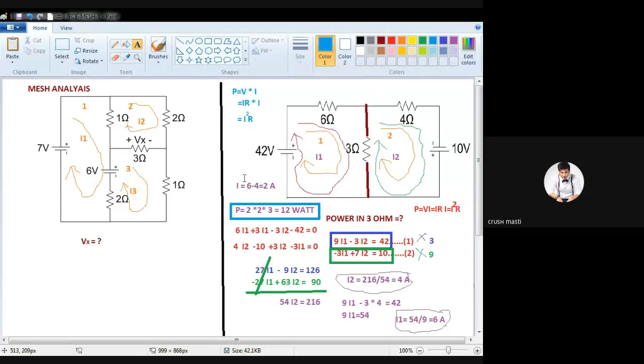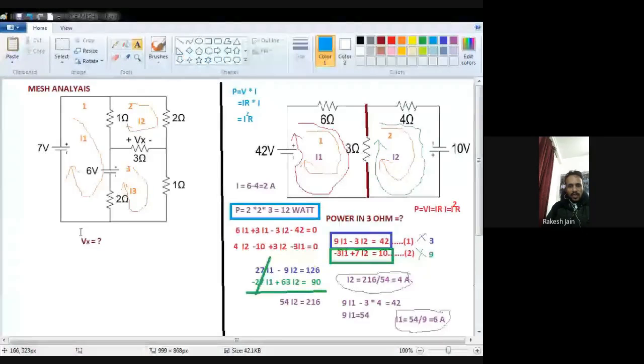Is it clear, Amit? I equal to 2, how? Yes sir, you understood. Why is I equal to 2? Because one current is 6 ampere, one current is 4 ampere, and the direction is opposite, so we have to subtract: 6 minus 4 is equal to 2 ampere. Can you understand now, Amit Kumar?